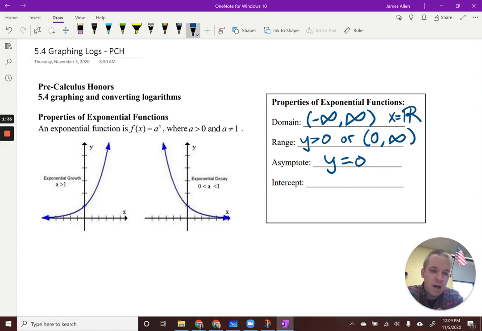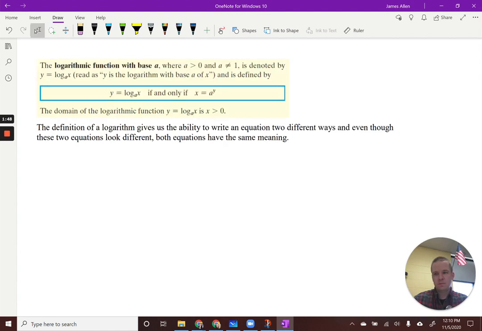And then our intercept. Here it's going to be crossing at 1. So 0, 1. I like it. Wonderful. Fantastic. Let's keep going.